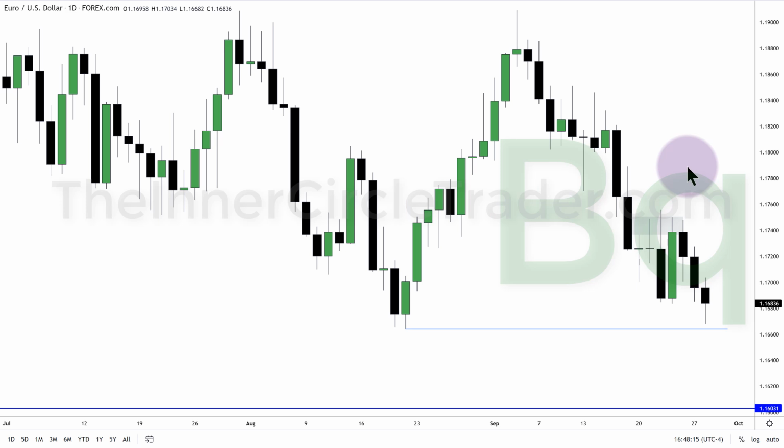Euro dollar, daily chart here. I mentioned this last week, how we went back up into the imbalance here. Traded down for the sell-side liquidity pool here. Fell short of reaching below this one, and obviously the next one would be down here, which is the relative equal lows on the daily chart.